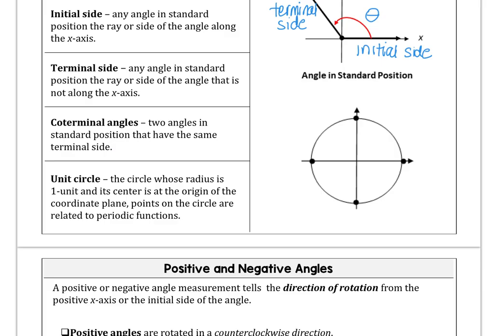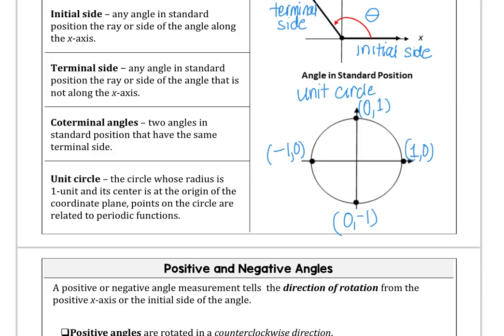And then a unit circle is a circle whose radius is 1 unit. Its center is at the origin of the coordinate plane, and points on the circle are related to periodic functions. In this example of a unit circle, (1, 0) would be on that graph, (0, 1) would be on the circle, (-1, 0), and (0, -1).